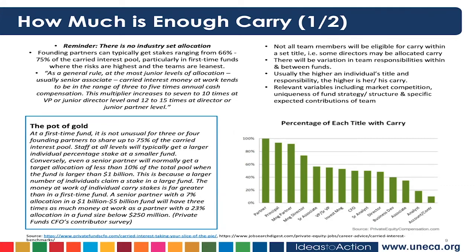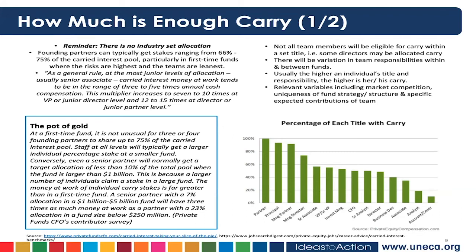This information has come from a particular data set. That may not hold exactly true for your fund, because again, as I reminded you, there is no industry set allocation. So it depends on what you can negotiate within and amongst yourselves. If you look at the pot of gold at the bottom left-hand side, as a first-time fund, it is not unusual for 3 or 4 founding partners to share up to 75% of the carried interest pool.